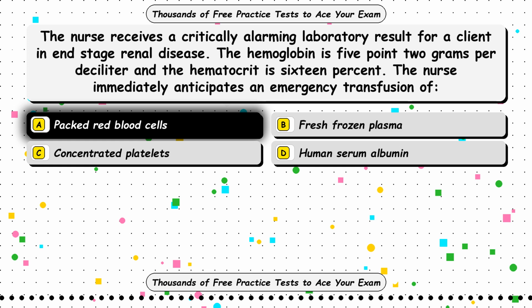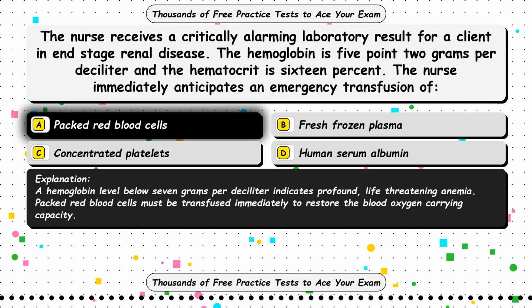The correct answer is option A, packed red blood cells. A hemoglobin level below 7 grams per deciliter indicates profound, life-threatening anemia. Packed red blood cells must be transfused immediately to restore the blood oxygen carrying capacity.